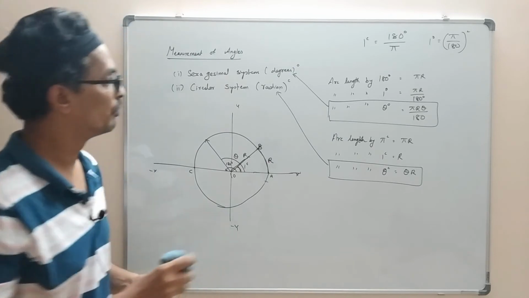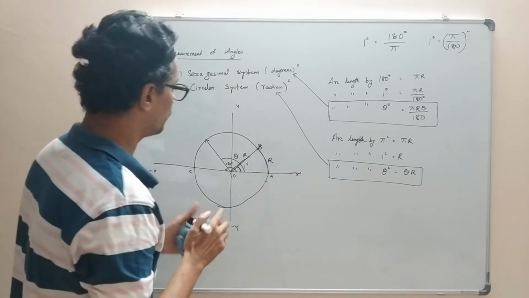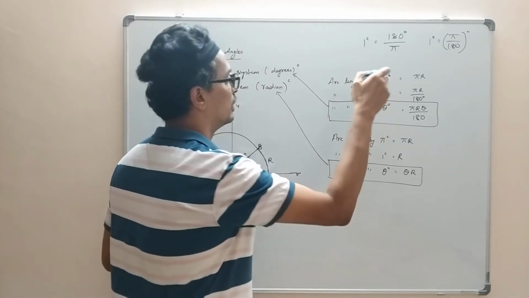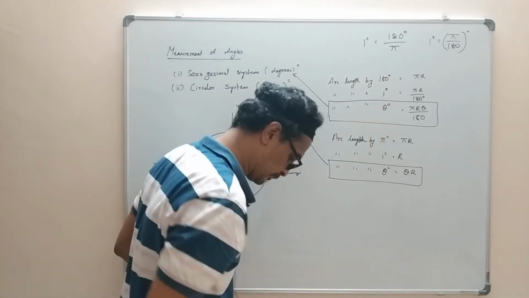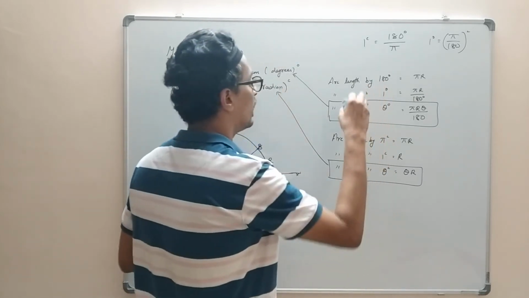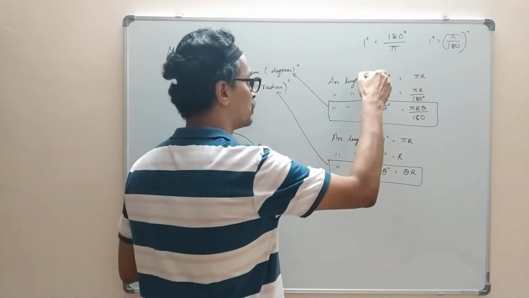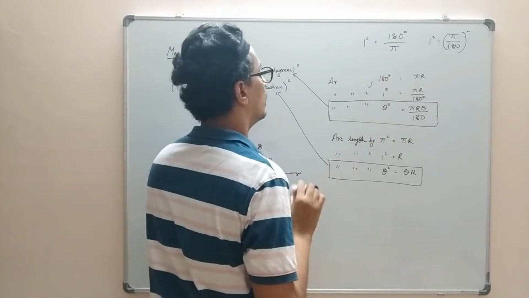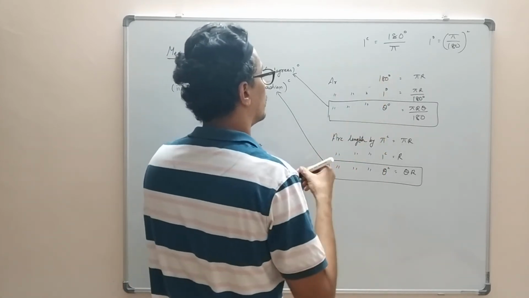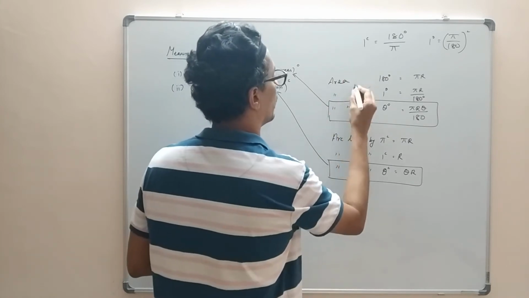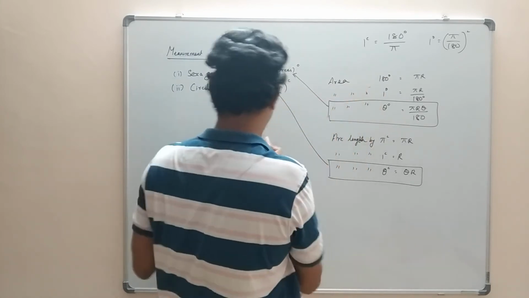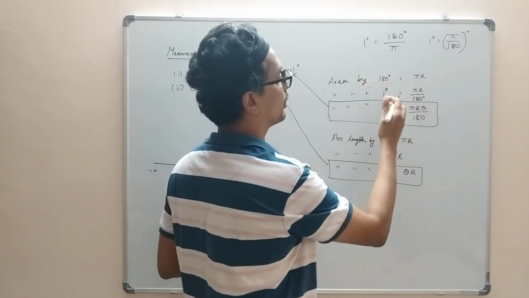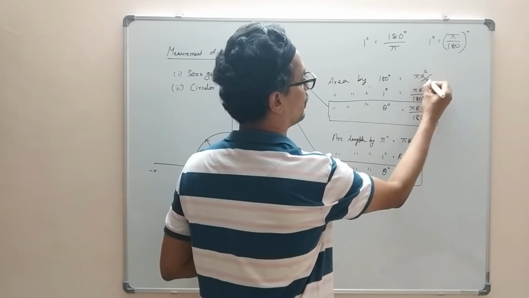And it's not just arc. Let us find out the area also. In the place of arc length, the same thing we'll find for area. It becomes easier. The area subtended by 180 degree, I just write area by 180 degree. So what will this be? That will be equal to how much? Pi r square by 2.